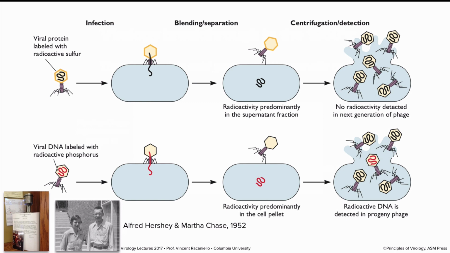So this blending, he used a kitchen blender to do this. And it's over here on the lower left is a picture of it. If you go out to Cold Spring Harbor out on Long Island, which is where he worked and did these experiments, you can go to the library there and see this kitchen blender. They kept it.